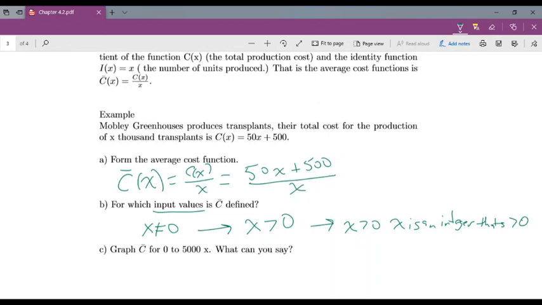So you can really narrow this down. X has to be 1, 2, 3, 4, 5, 6, 7, 8, 9, 10, 11, 12, 13, 14, 15. X can't be 0, because X is in the denominator. X can't be a half because you can't produce half of a transplant. Now it says graph C bar for 0 to 5,000 X. What can you say? So let's go into our calculator. Let's graph this between 0 and 5,000 on our x-axis and see what we can say. So I'm going over to the TI now so that we can see what it looks like.